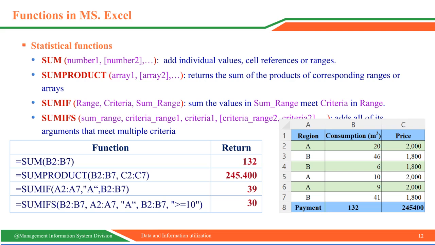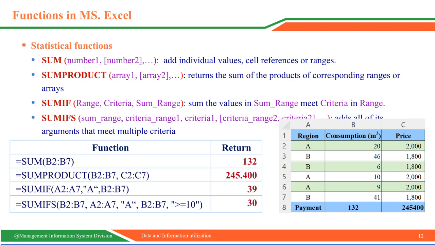In the range B2 to B7, the consumption values for area A are 20, 10, and 9, so the total is 39. SumIfs B2 to B7, A2 to A7, B2 to B7, greater than or equal to 10 returns 30. The consumption values for area A that are greater than or equal to 10 are 20 and 10, so the total is 30.